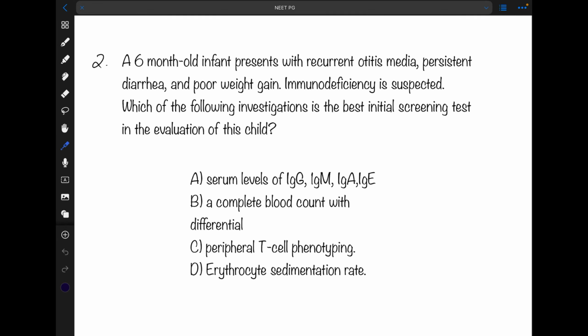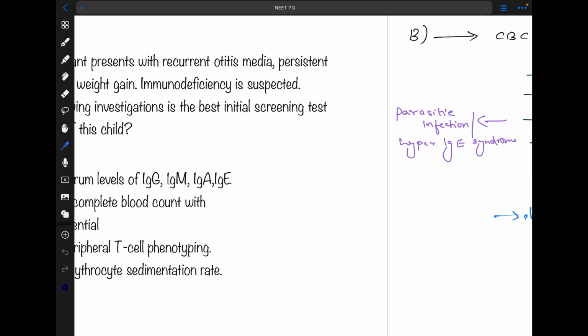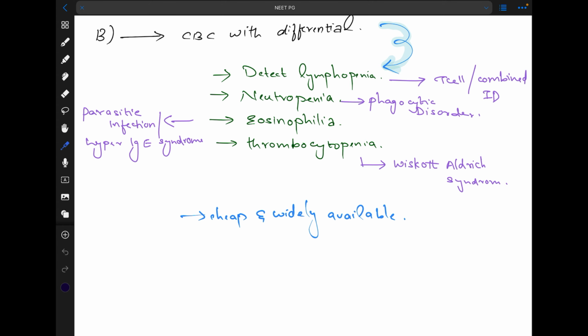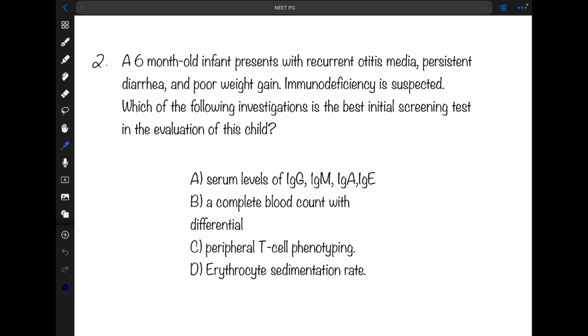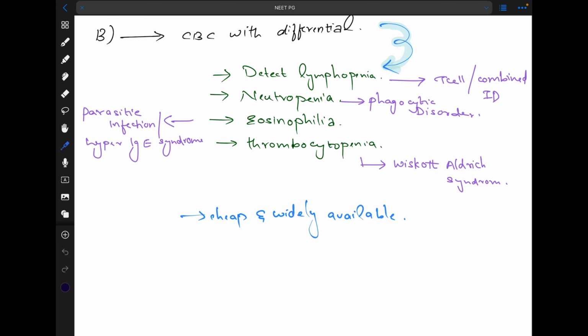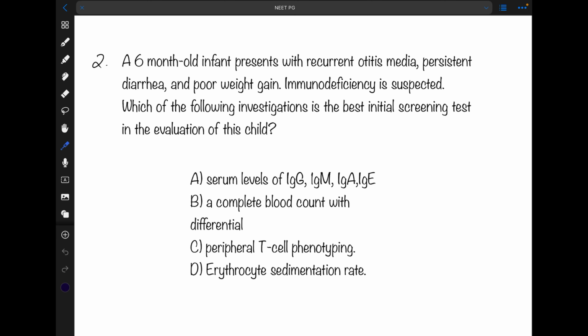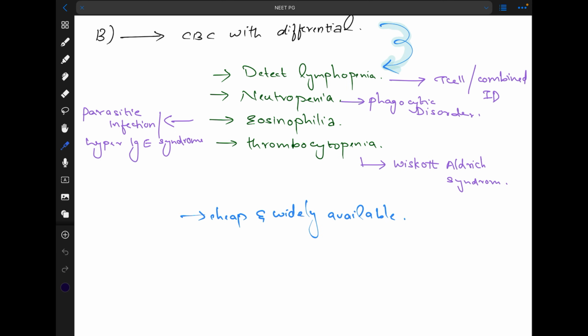You may pause the video and think of the answer. Let us move on to the answer. Option B is the correct option, that is CBC with differential. Why CBC? Here we already have the detail that immunodeficiency is suspected. So CBC with differential can detect lymphopenia, neutropenia, eosinophilia, and also thrombocytopenia.